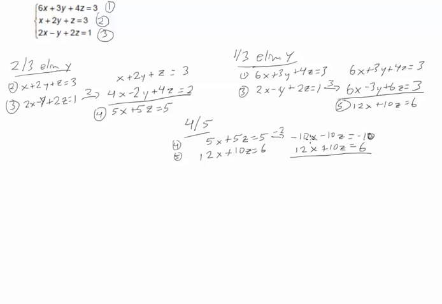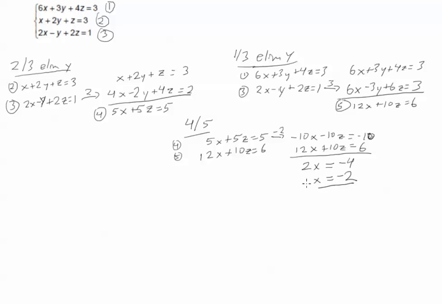And now when I look at negative 10x and 12x, I'm left with a positive 2x. Negative 10z and positive 10z cancel out to 0. Positive 2x equals, let's see what happens, negative 10 and 6 gives me negative 4. I divide both sides by 2, x equals negative 2. So now I've got my first variable value.